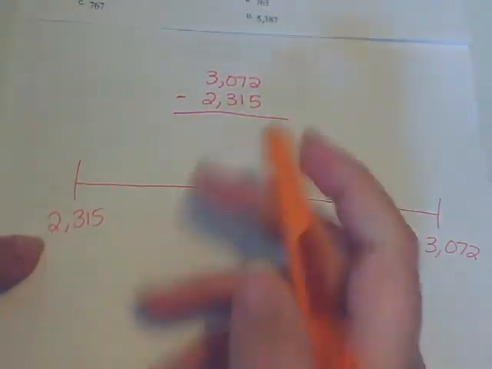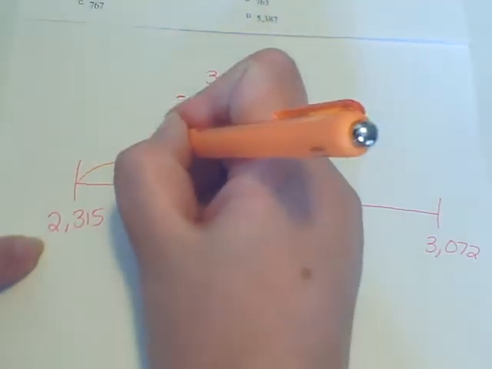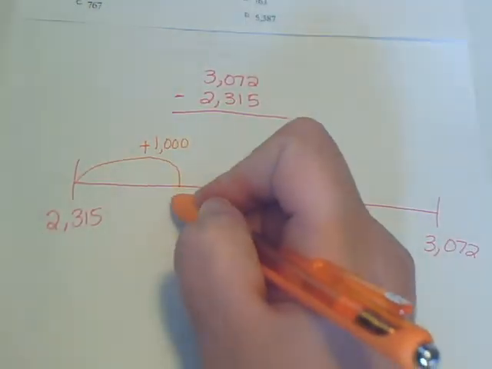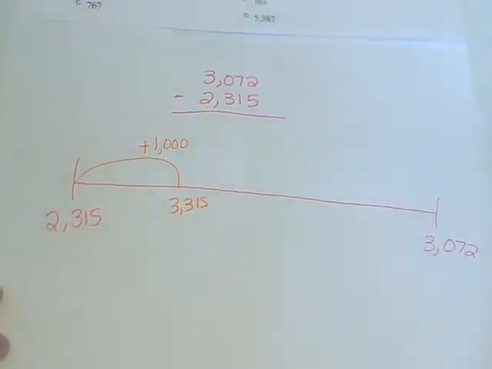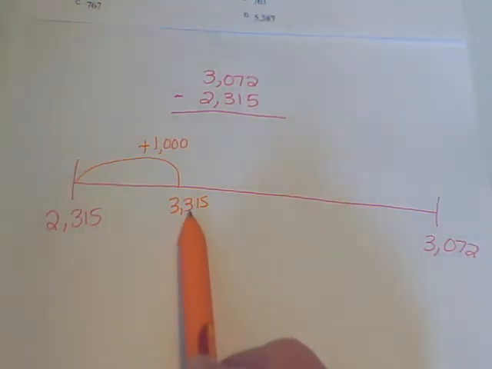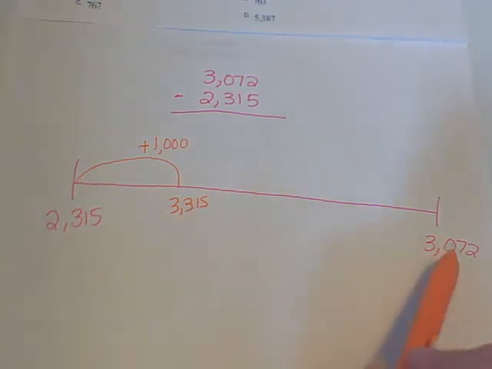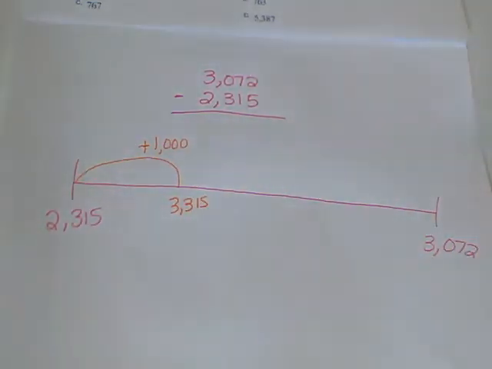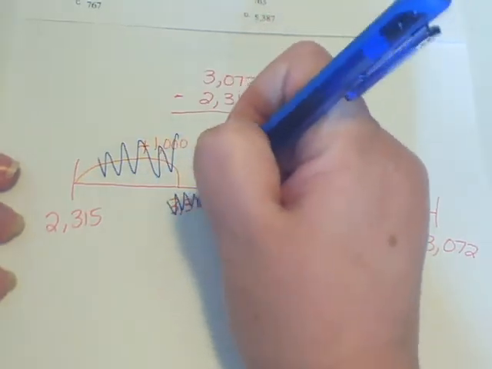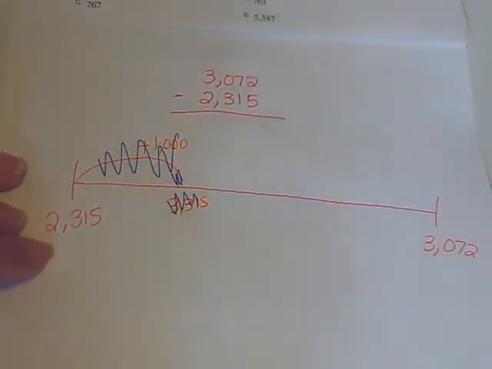I'm just going to add 1,000 here. Plus 1,000. Well, if I add 1,000, that's going to get me to 3,315. Oh my goodness, 3,315. Okay, that's way too much. I only had to go to 3,072. I'm over it. So adding 1,000 doesn't work here. So what else could I add?